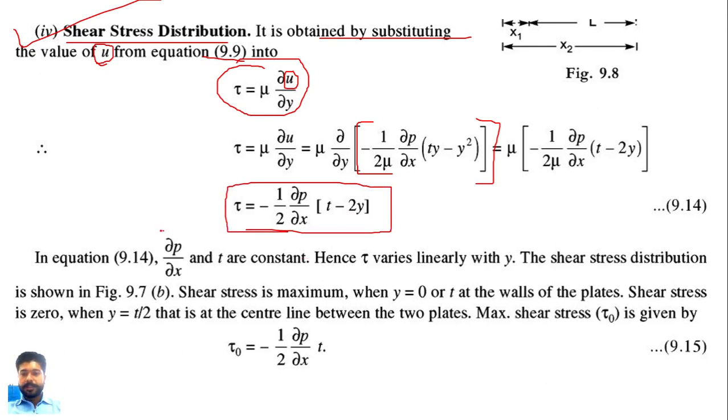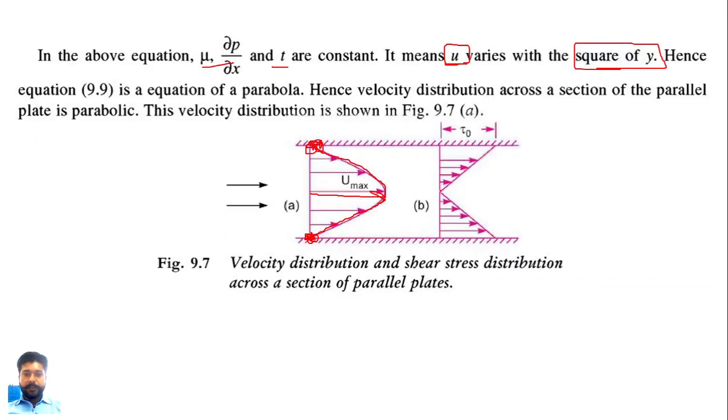In this equation, del p upon del x and t are constant values. So we can say that tau varies linearly with y. You can see that here, tau varies linearly with respect to distance y. So here is the diagram for the shear stress distribution.